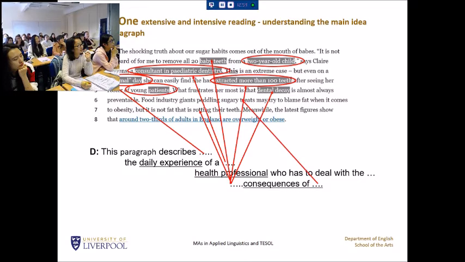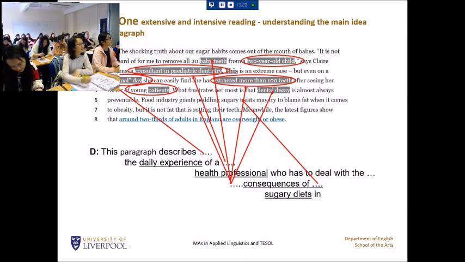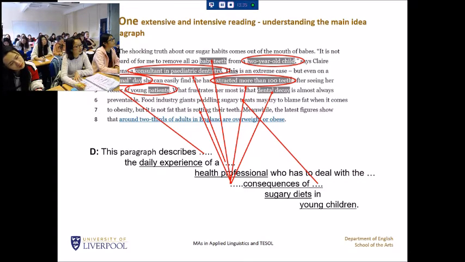Sugary treats. So what would sugary treats be here? A synonym for sugary treats. Sweet food. Consequences of sweet food. Sugary diets. Okay. Although there is a slight problem because they've got the word sugary. But I have at least replaced treats with diets in what? In production, in young children. Okay, fine.